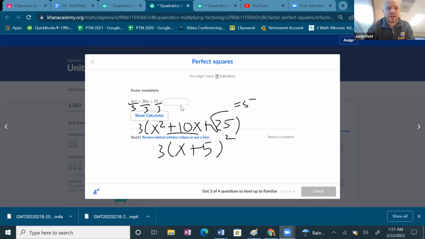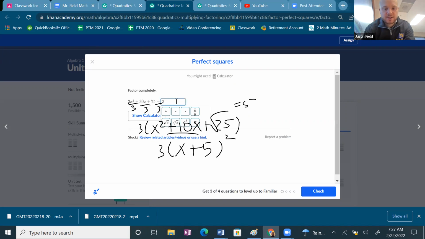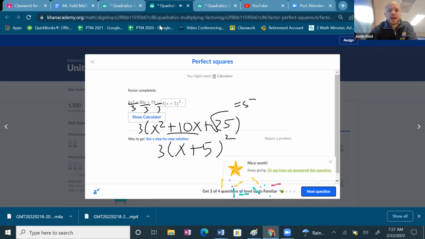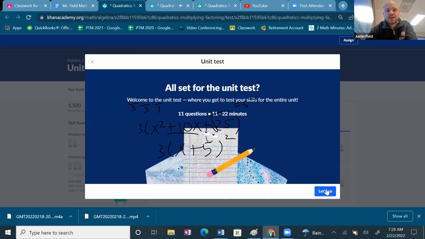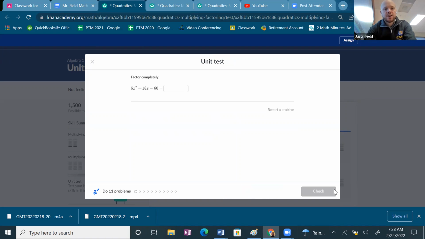No box is needed for Mr. Field. Draw the boxes if you feel comfortable. Go for it. But now it's time for the factoring unit test. Try to complete this before you watch it. And here we go. Okay, so factor completely.